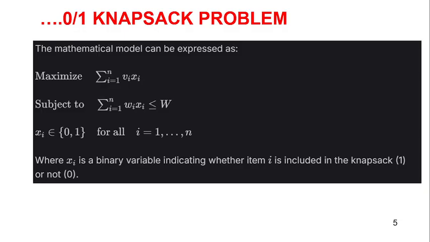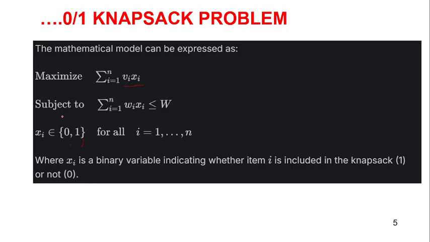In the dynamic programming approach, the mathematical model of the 0-1 knapsack problem can be expressed as: maximize sigma i equals 1 to n of vi xi. Here vi is nothing but the values of the items, and xi indicates whether item 1, item 2, item 3 is included or not. This xi can take the value either 0 or 1. If it is 0, we will not choose that item. If it is 1, we are selecting that item to put into the knapsack.